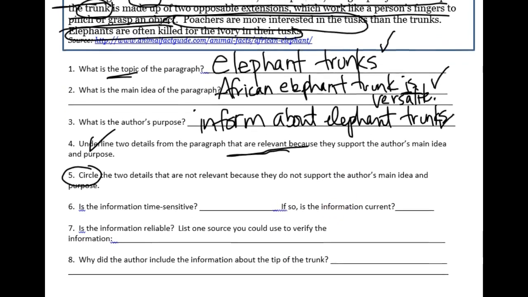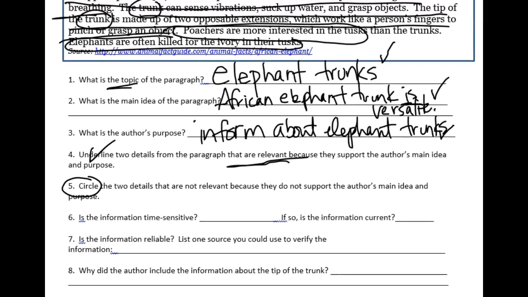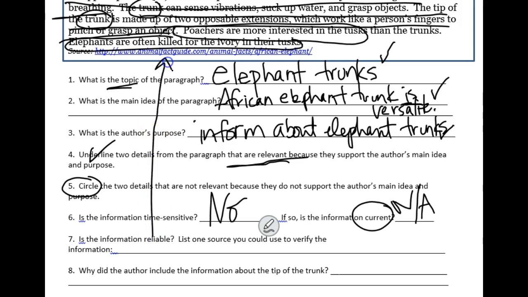So, is the information time sensitive? Does it matter if this was published yesterday or 10 years ago? And really, no. No big deal. If it was time sensitive, you'd want to look and see if it's current, but it doesn't matter. Is the information reliable? And this says animalfactguide.com was our source. So I would say yes. Animalfactguide.com sounds okay. List one source you could use to verify it. We could use an encyclopedia.